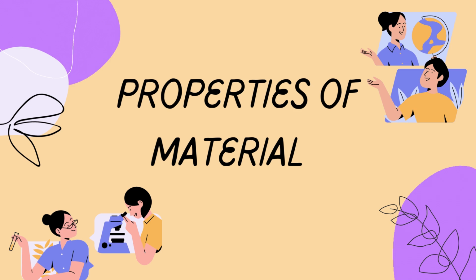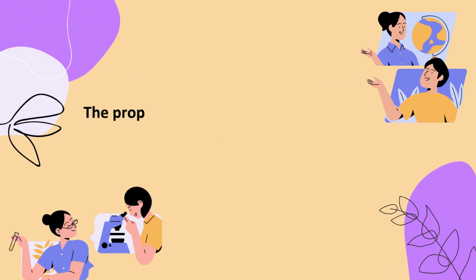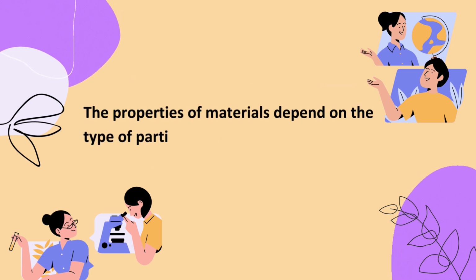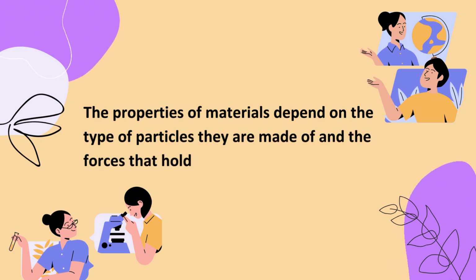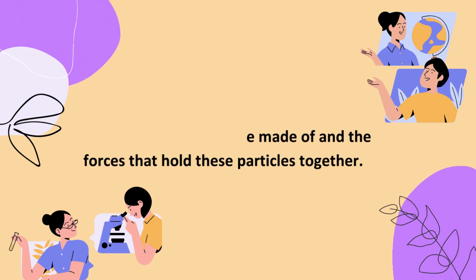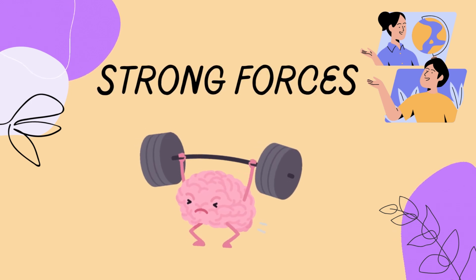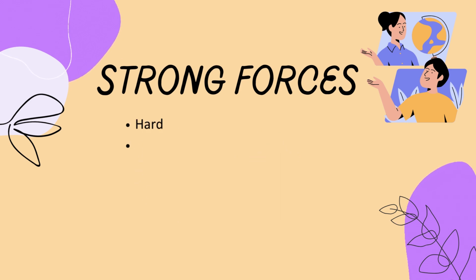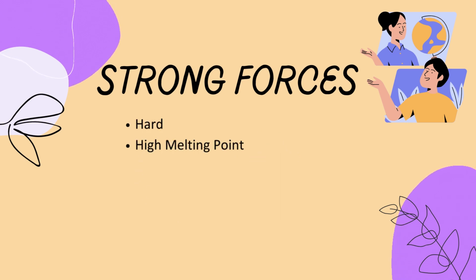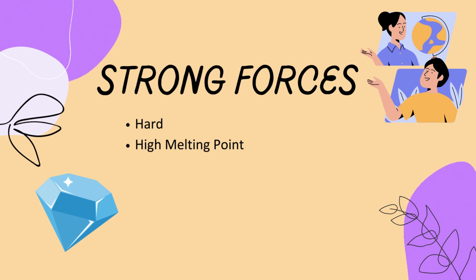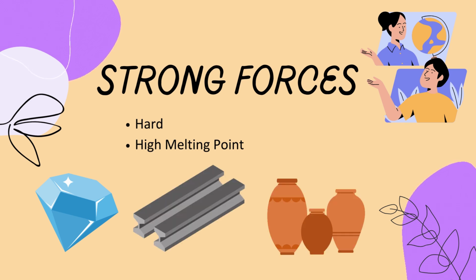Properties of materials. The properties of materials depend on the type of particles they are made of and the forces that hold these particles together. Strong forces. If the forces between particles are strong, the material tends to be hard and has a high melting point. For example, diamonds, steel, and ceramics have strong forces between their particles, making them hard and durable.